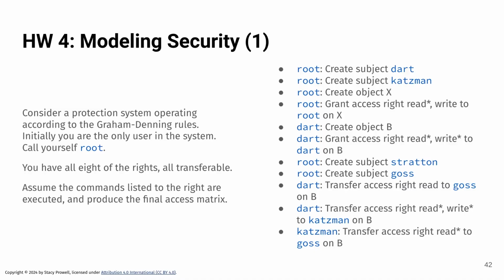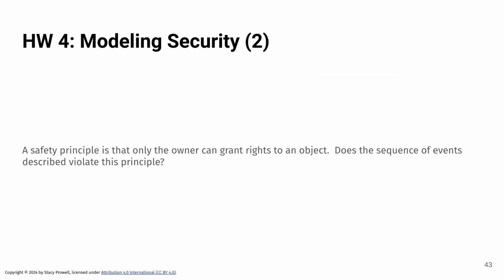So there's homework. It's due on Tuesday. The homework is going to be to consider the Graham-Denning system, execute that script over on the right-hand side, and give me back the final access matrix. In addition, I want you to think about the safety principle, the idea that only the owner can grant rights to an object, and answer the question, does the sequence of events described violate this principle? And ideally tell me how it violates the principle. Don't just say, yep or nope, but tell me why it is that you believe the system violates that principle. That's it.